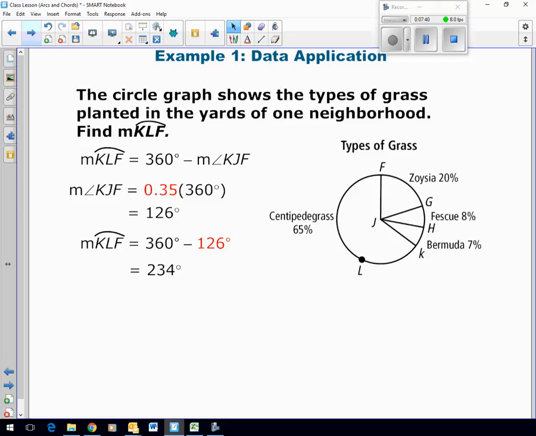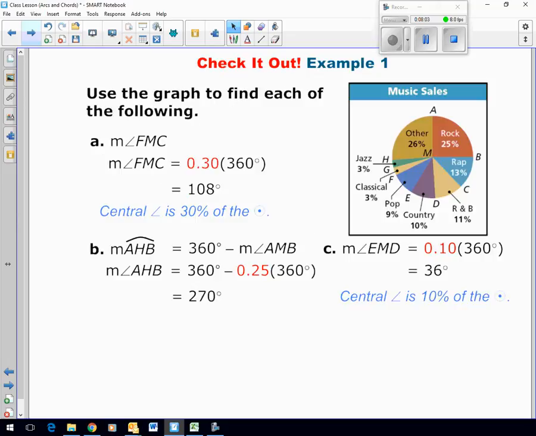All right, here we go. Find the measure of KLF. All right, I'm not even going to go over this one. I'm going to show you this. KLF, we would take 360, we would subtract out whatever 65% of 360 is. Oh, hot dog, it's 126. You get 234. This is more along the lines of what you might see, okay?